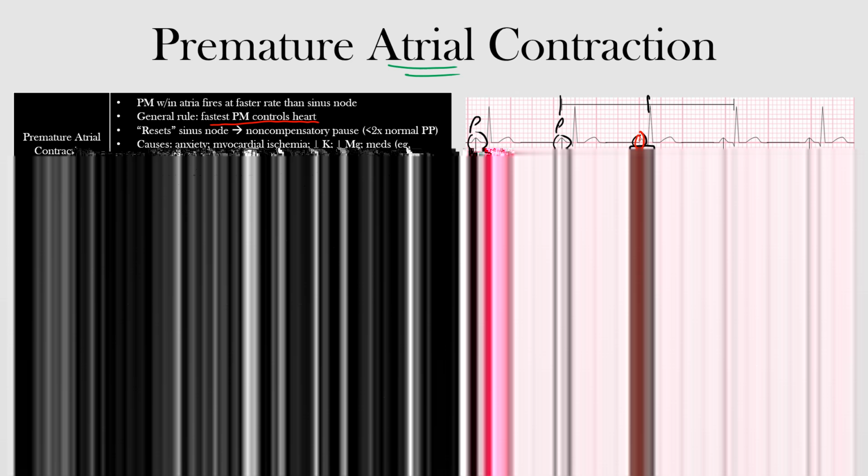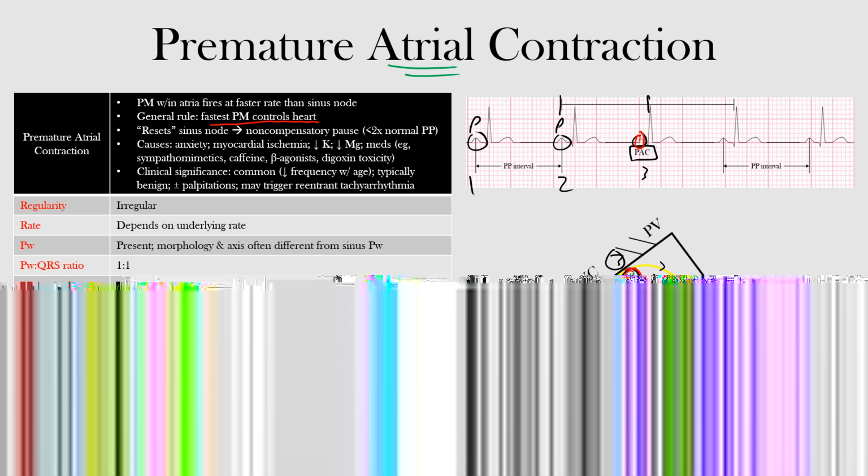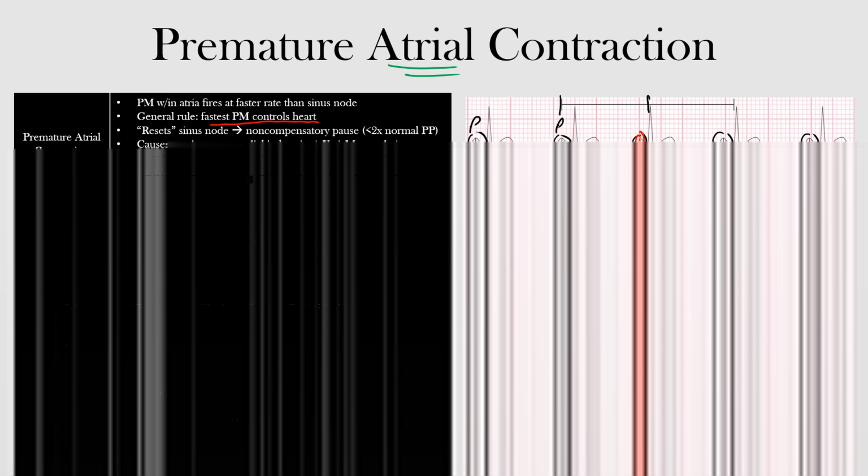If this is where our P wave is coming, it should come at this point, although notice it's coming earlier, prematurely, okay? That's because this area is firing earlier than our sinus node and at a faster rate. So that's what's going on in our PAC, and then we go back to our normal rhythm with our sinus P waves here.